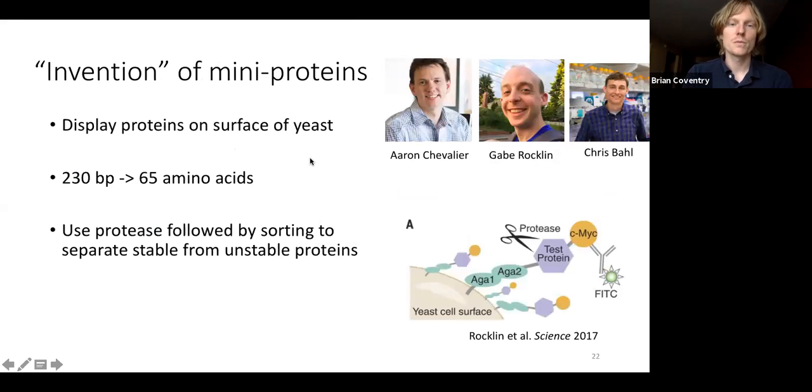And just a little more specific, we call the invention of mini proteins. I asked Gabe Brocklin, and he said these are the 3 that put the mini proteins together. There's Chris Bahl. Thank you, Chris. And so the original plan here was to take these nucleotides, transform them into yeast, and get your protein on the surface of yeast. From there, I'm sure we're all familiar with Gabe Brocklin's work, where he used a protease to chew these up. And with that, determined some of the early foundations for making stable proteins.